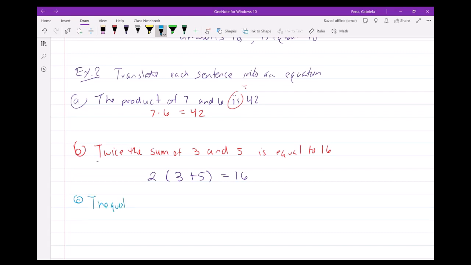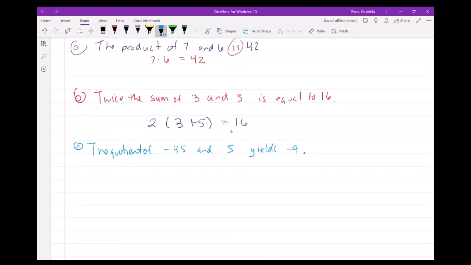The quotient of negative 45 and 5 yields negative 9. So what does that mean? Quotient means we're dividing negative 45 by 5. Yields means equals negative 9. And there it is. So we're just doing translation. Now, this is it for 3.3. If you have any questions, please let me know.